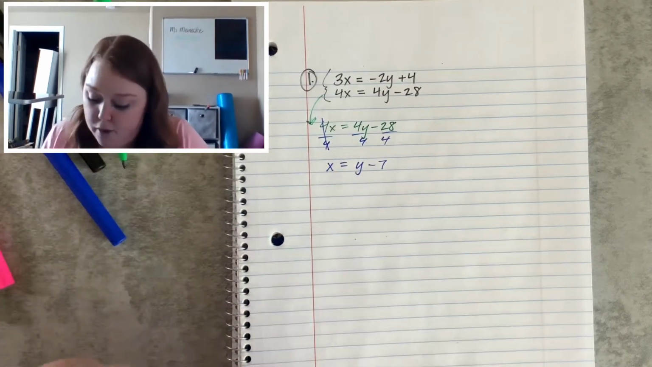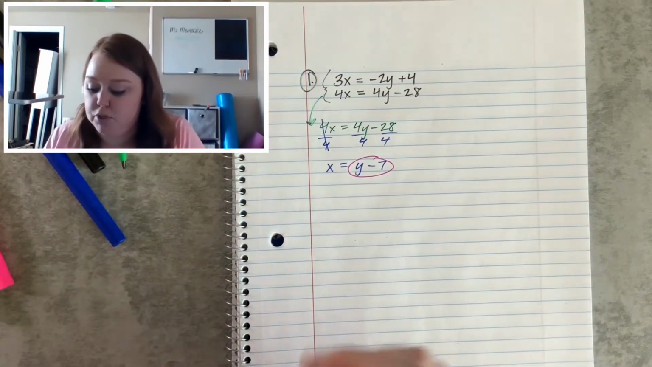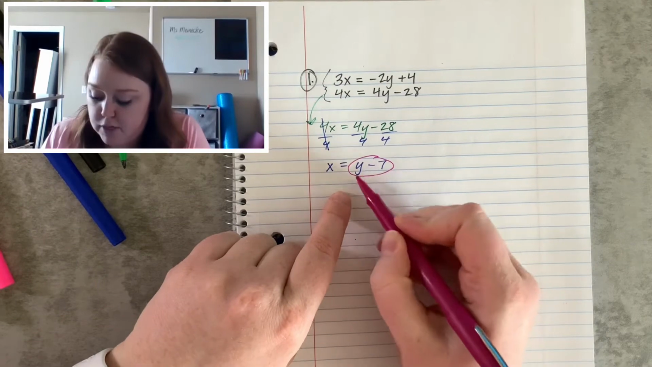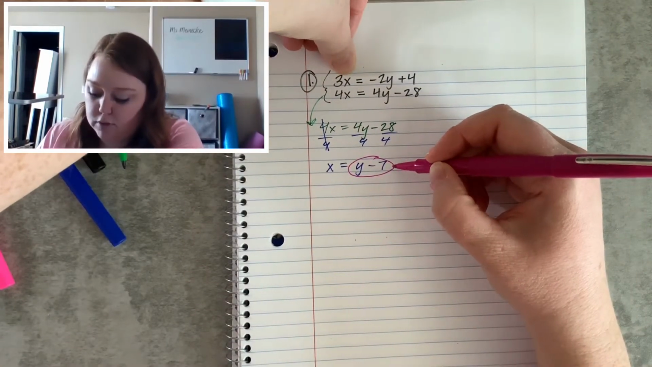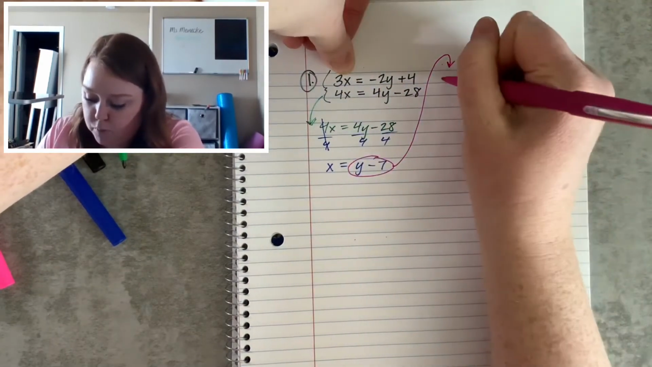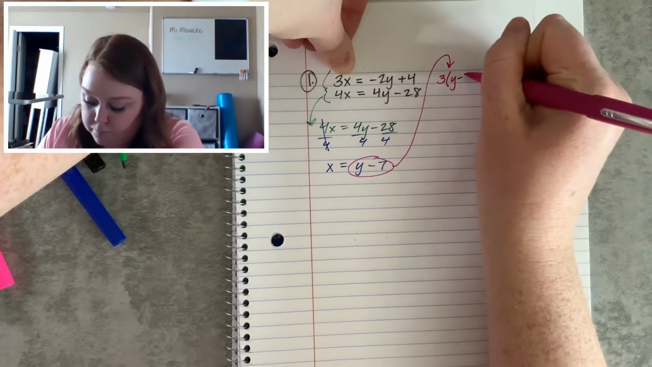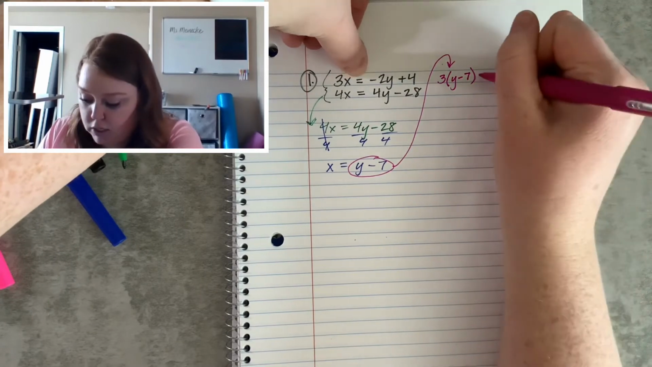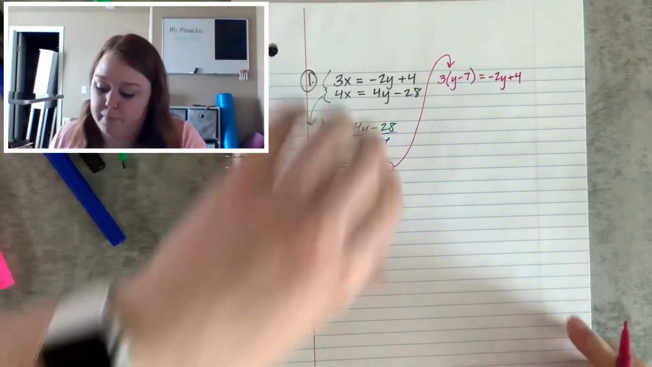Cool. Now, this is the expression that I'm going to substitute in for x, since x is equal to it. This is the expression I'm going to substitute in for x into the other equation. So now I'm going to rewrite this equation, but wherever I see an x, I'm going to plug in y minus 7. So instead of 3x, it's 3 times (y minus 7) equals negative 2y plus 4.